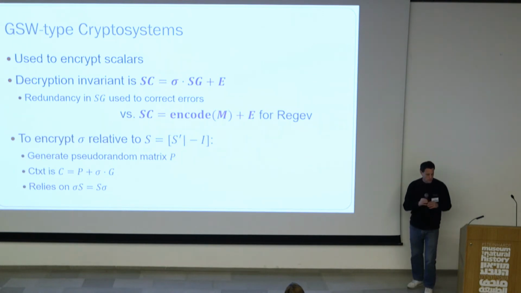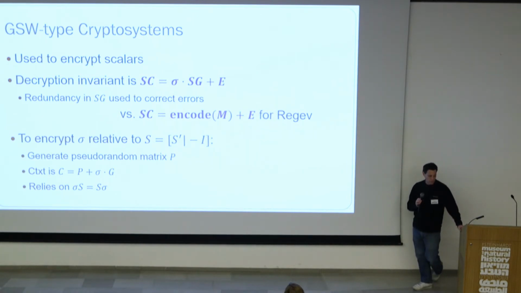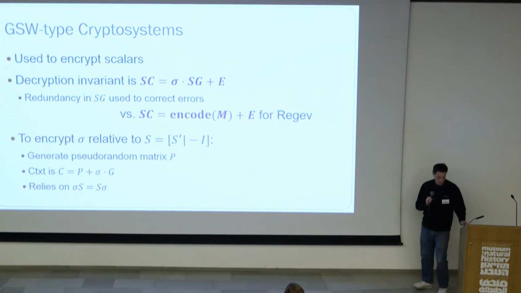To encrypt this scalar sigma relative to a secret key that looks the same as S concatenated with the identity, you generate the same pseudo-random matrix as before, but now you add to it sigma times this G matrix, and you can check that the decryption invariant is satisfied. But doing that relies on the fact that when multiplying scalars, you can multiply the scalar on the left or on the right of the matrix and it commutes.